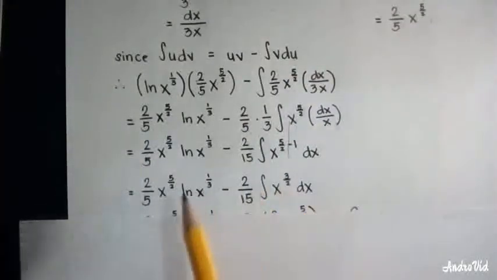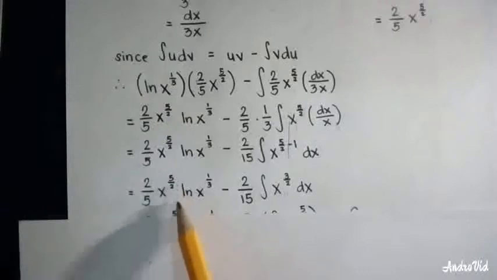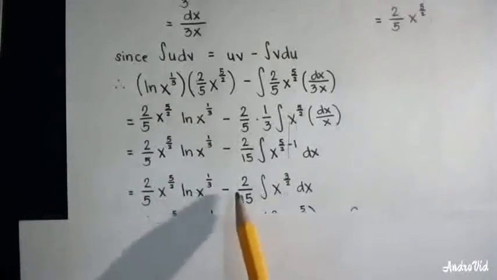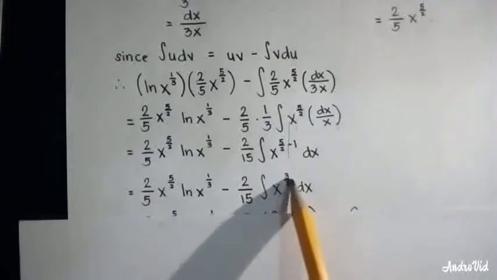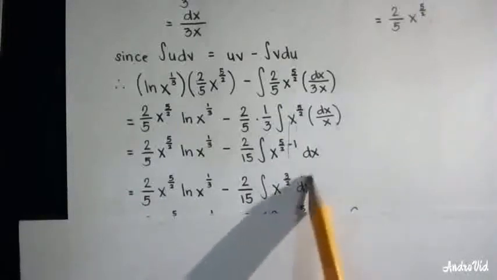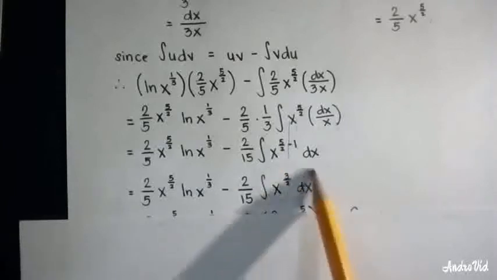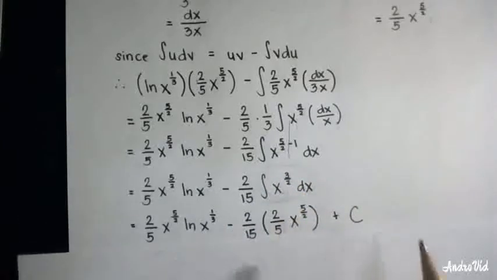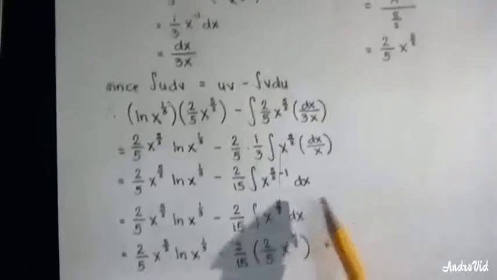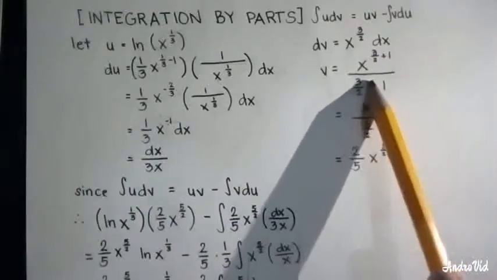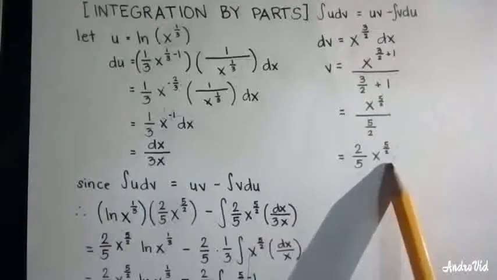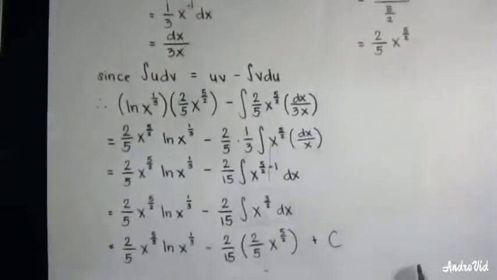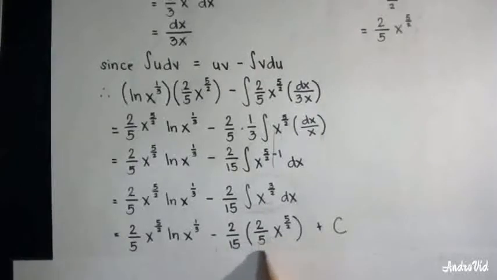That's equal to 3 halves. So we have 2/5 x raised to 5 halves ln x raised to 1/3 minus 2/15 integral of x raised to 3 halves dx. In order to find the integral of this, we can see that this is similar to what we did just a while ago. So the integral for that would be 2/5 x raised to 5 halves.